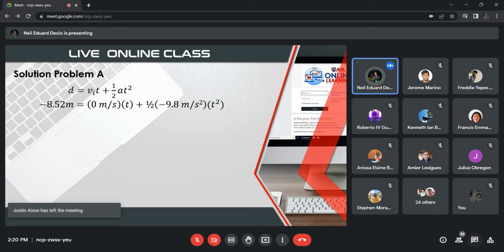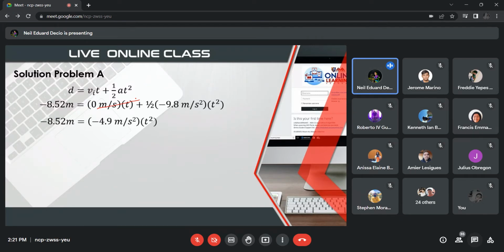Zero times anything is zero. So that is zero. What would remain is this. So what happened here is one half was multiplied by negative 9.8 meters per second squared. So that is how we got negative 4.9. The others, we just copy. We just copied the displacement, which is negative 8.52 meters. We also copied down the time squared. So this part is what we simplified: one half of negative 9.8 meters per second squared, which is negative 4.9 meters per second squared.